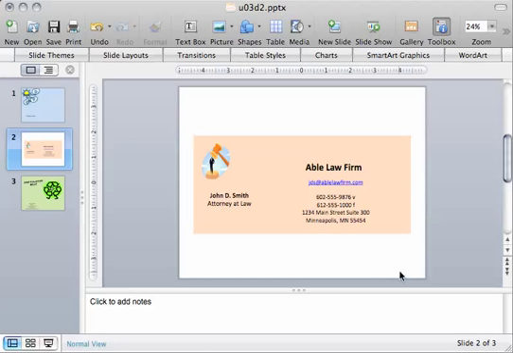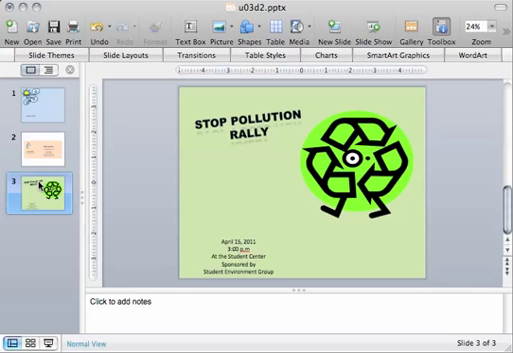Able Law Firm. I think that this is reasonably well done. Able Law Firm, most important thing on the card. Using Williams's idea of proximity here, you've got the rest of the information grouped fairly well together. I would suggest a gap between the phone numbers and the street addresses here.